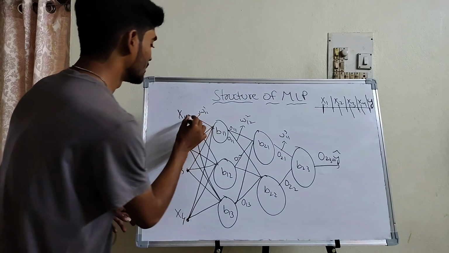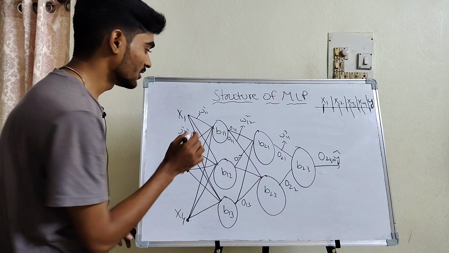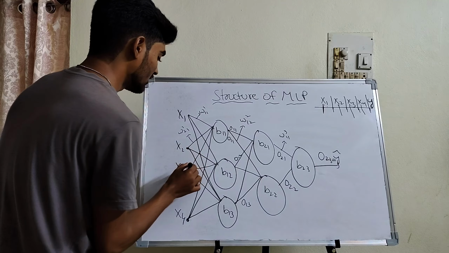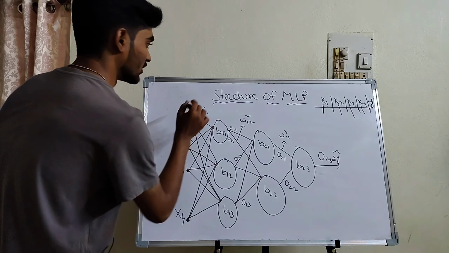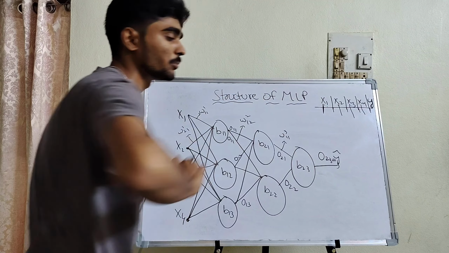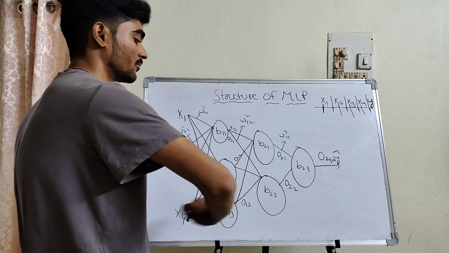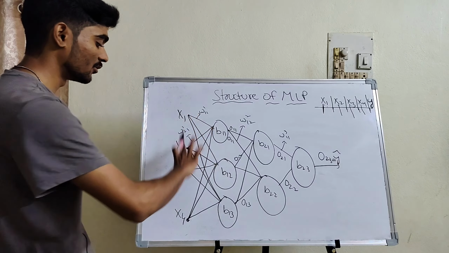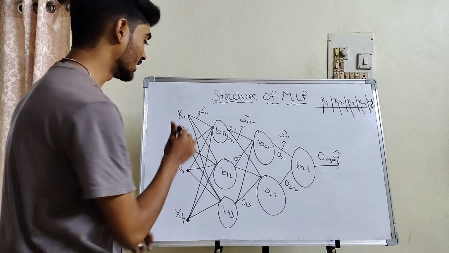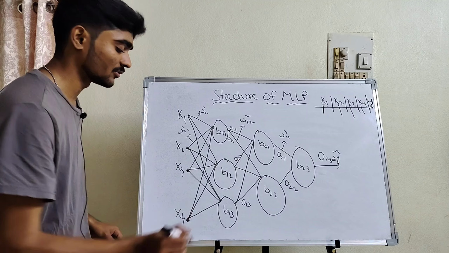Now, we represent the input features with a dot. If you have five input features, there will be another dot connecting to these nodes. As we have four input features, we have taken four inputs: x1, x2, x3, and x4, each one input feature.